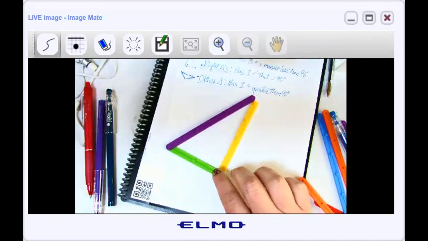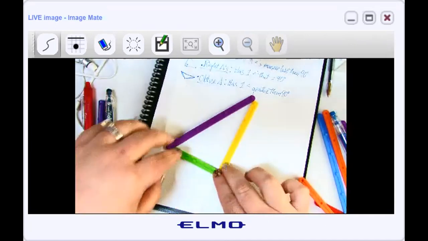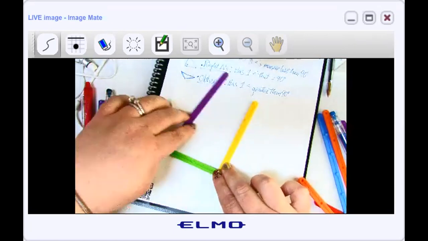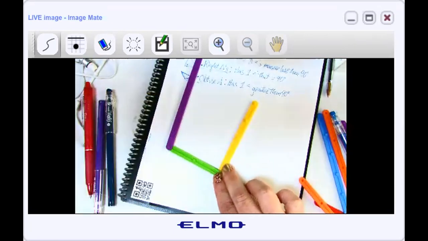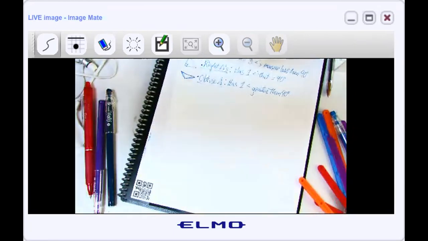So if one of my angles is 90, the other two have to be acute. So if I tried to do a 90-degree and an obtuse, it's impossible. It's never going to come back to be one triangle. It would have to be a four-sided figure. Okay, so that's good to know.